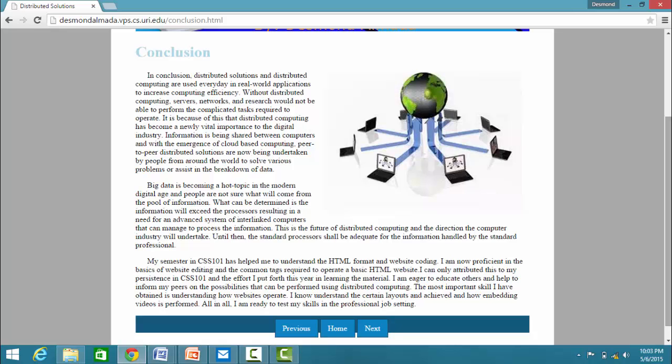I am eager to educate others and help to inform my peers on the possibilities that can be performed using distributed computing. The most important skill I have obtained is my understanding of how websites operate. I now understand certain layouts can be achieved and how embedding videos is performed. All in all, I am ready to test my skills in a professional job setting.